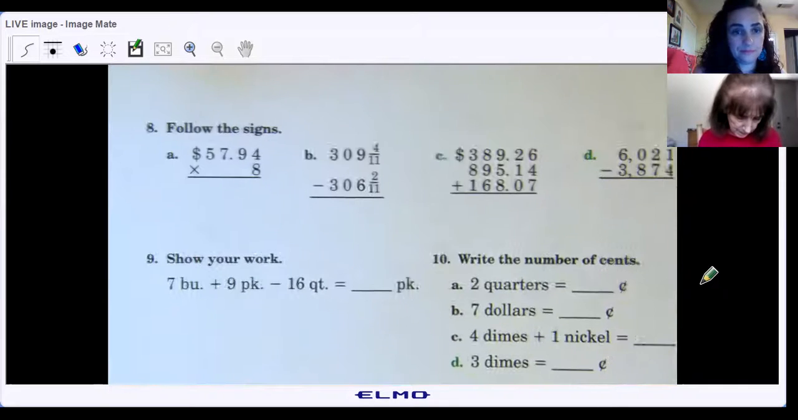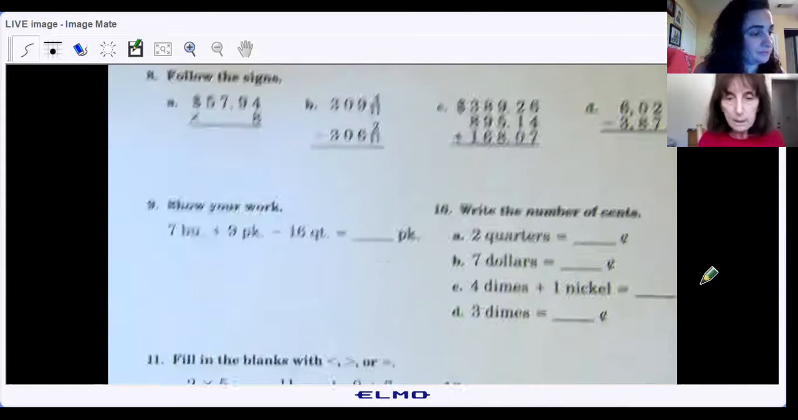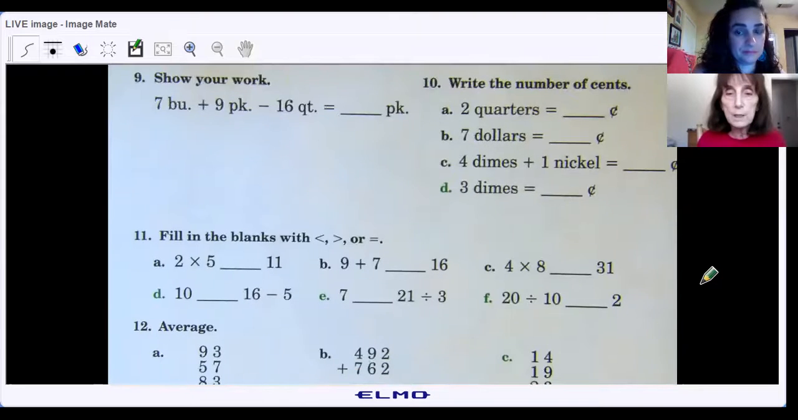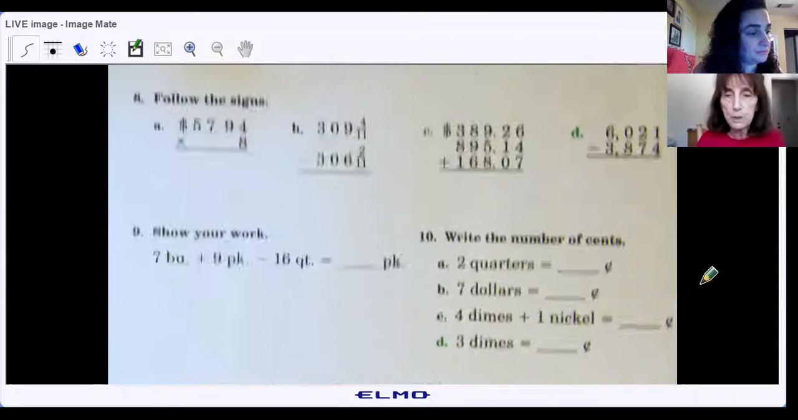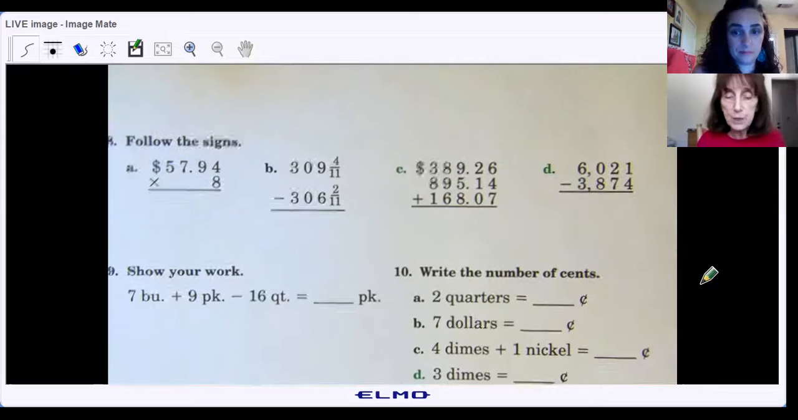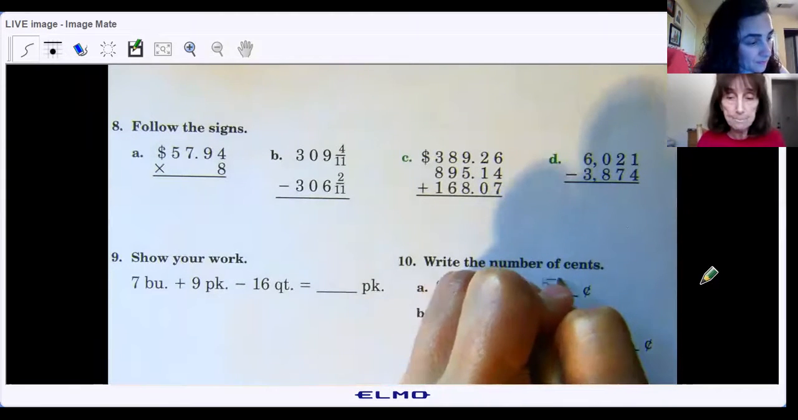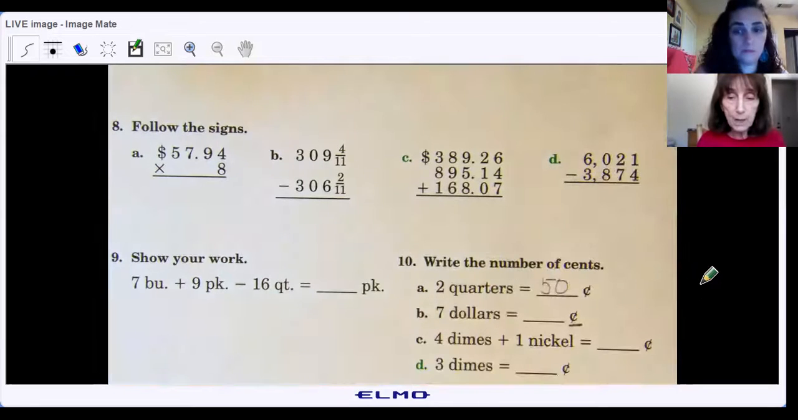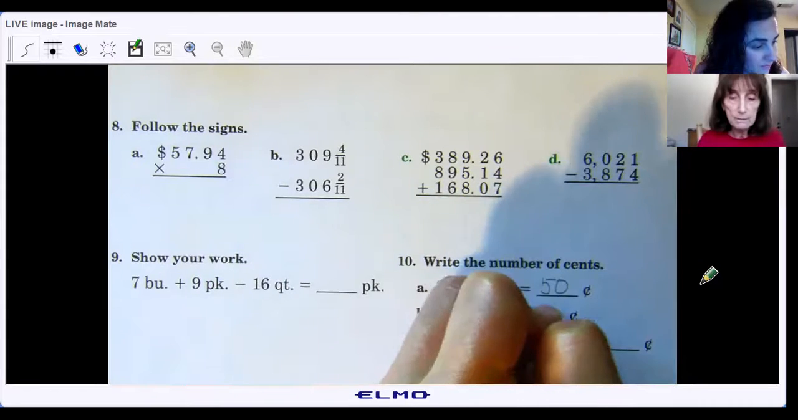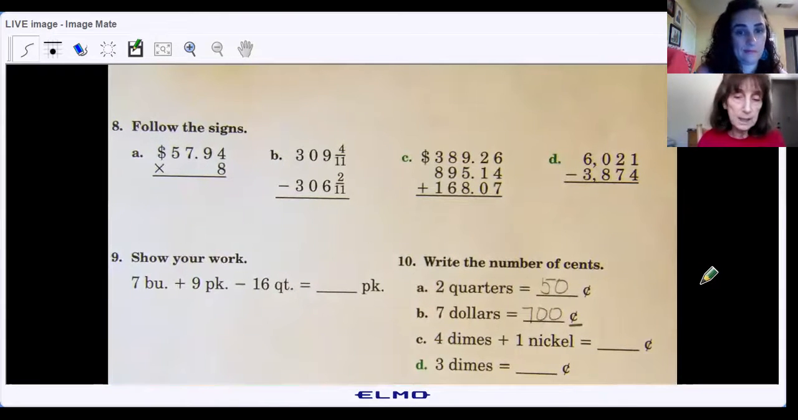Let's just jump down to number 11 for a minute. Oh, look at 10. 2 quarters is how much? 50 cents. How much is $7? How many cents is that? They want cents. So that would be 700 cents. Okay? All right. And you're going to do the other 2.